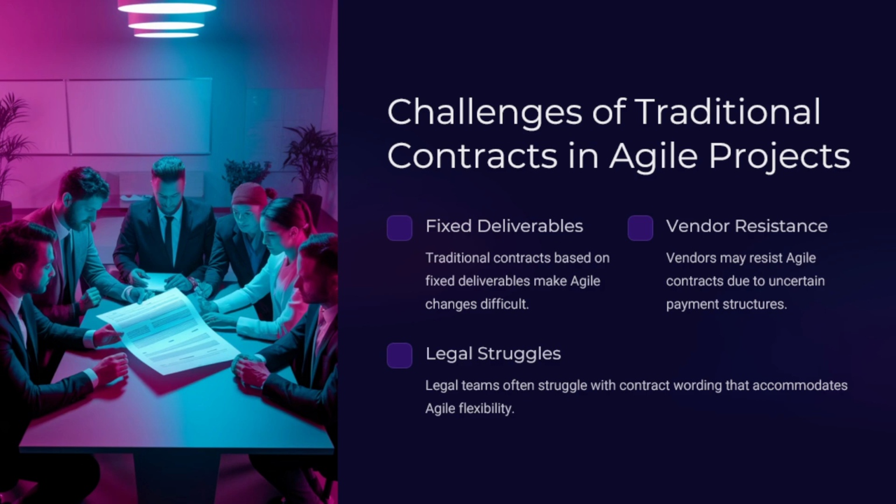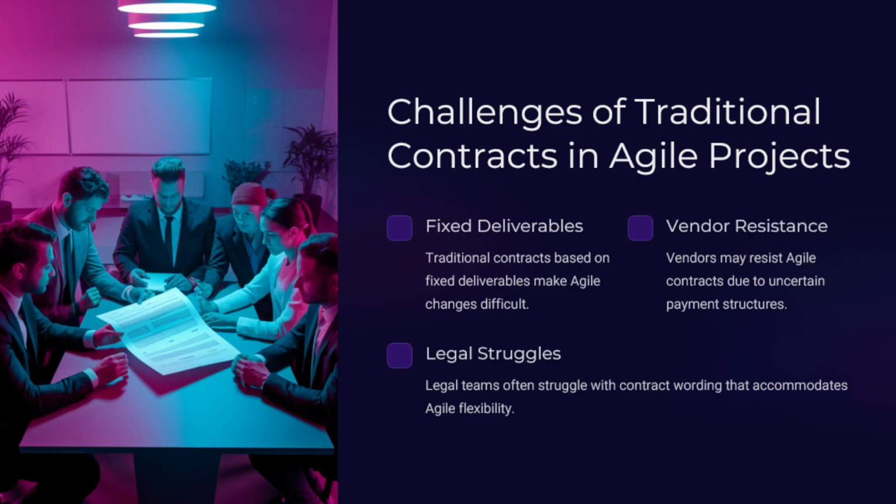What are the challenges that you might face when trying to implement traditional contracts in agile projects? Traditional procurement processes rely on detailed upfront planning, strict deliverables, and change control mechanisms. These rigid structures do not align with agile methodology, where the requirements evolve based on feedback. And sometimes vendors unfamiliar with agile may resist iterative contracts, fearing scope creep and financial risks. The legal teams must adjust their contract language to ensure clarity while preserving agile flexibility.